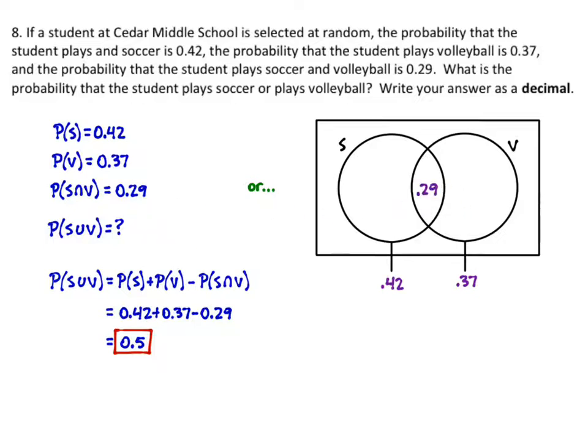And then we can figure out some leftover stuff. We can figure out what these missing pieces are. We know that these two pieces have to add up to 0.42, so we'll just subtract those. We end up with 0.13. And then again, these two pieces have to add up to 0.37, so we subtract that and we get 0.08. And then our question is, what is the probability of S union V? Remember, union is three pieces of the Venn diagram, and the union of S and V would be these three things here. So we're going to add up 0.13 plus 0.29 plus 0.08. And when we do that, we end up with 0.5 again.